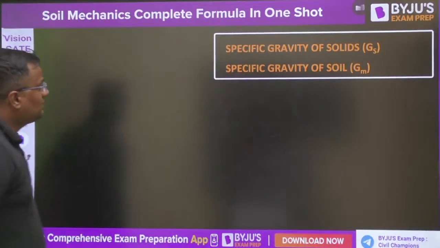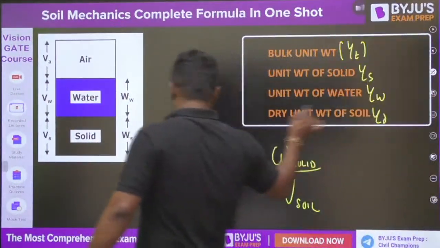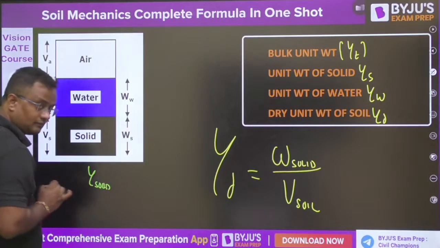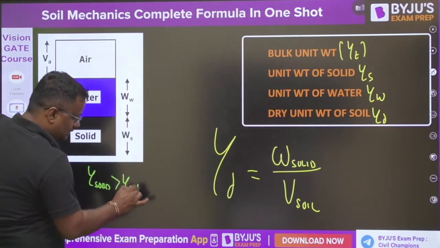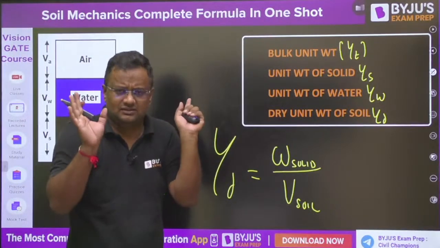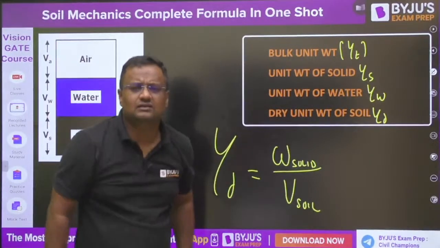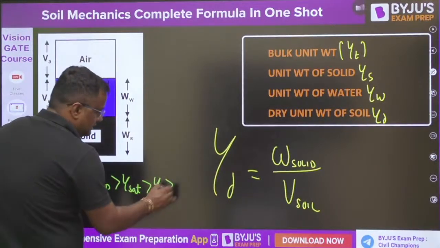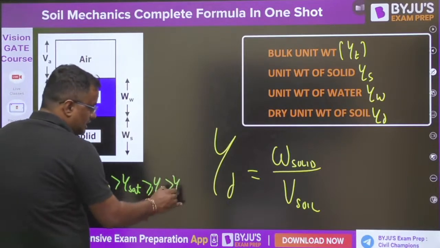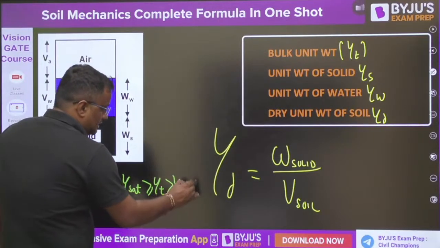Now guys, one more thing. The maximum density will be of solid, then saturated soil, then bulk. Bulk means whatever the existing condition: saturated, dry, or partially saturated. Gamma bulk means whatever the soil is, the general case. So we should put an equal-to sign also. If it is saturated, then gamma sat and gamma bulk are the same. If it is dry, then gamma bulk is gamma dry. Then gamma submerged will be the least.